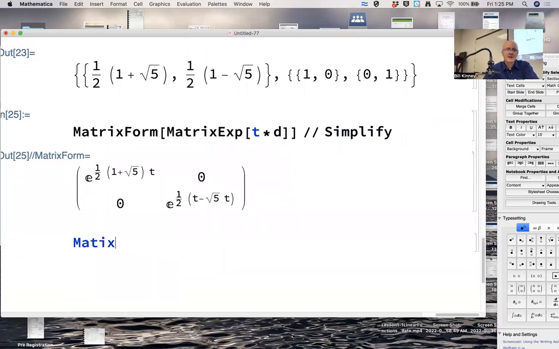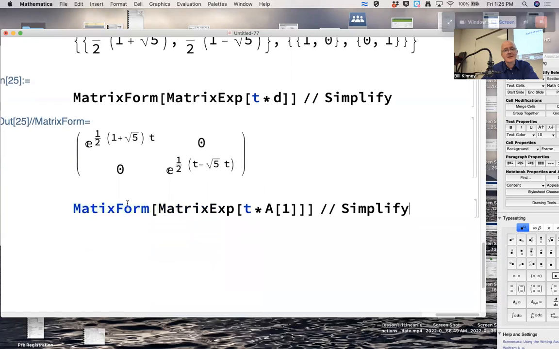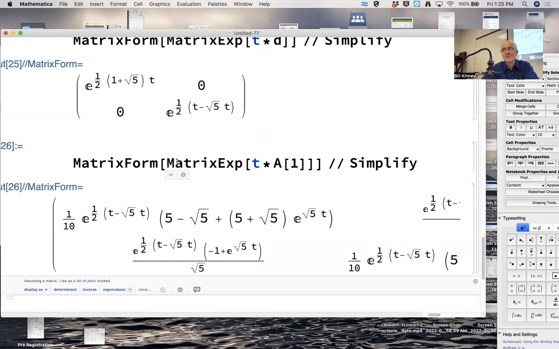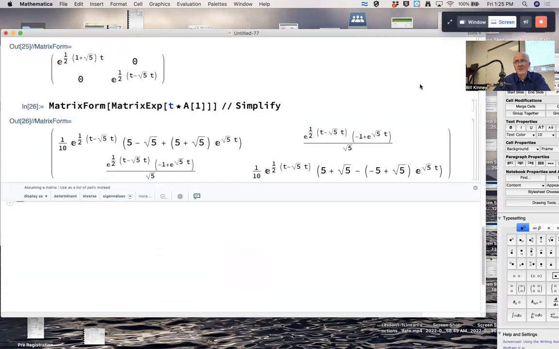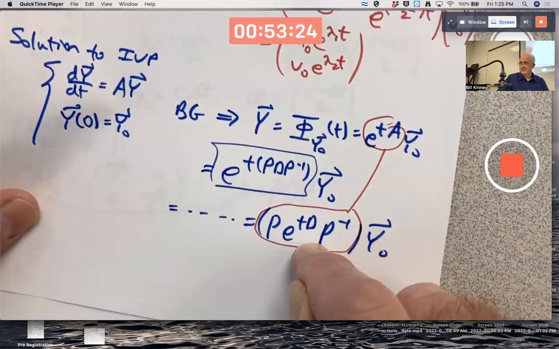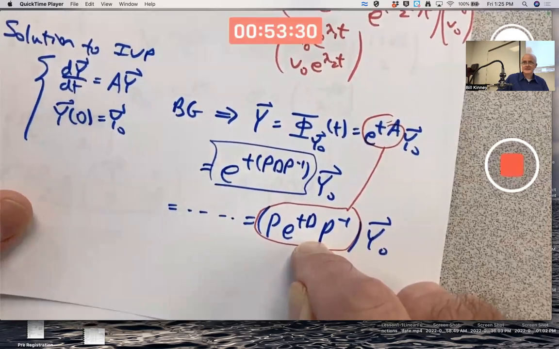What's the matrix exponential of the matrix tA? It's going to be more complicated. Yikes. Even after Simplify, it's pretty complicated. That's to be expected. What am I trying to do? I'm trying to confirm that doing this will give the same answer. That's what I'm trying to confirm here. Let's see if it happens.